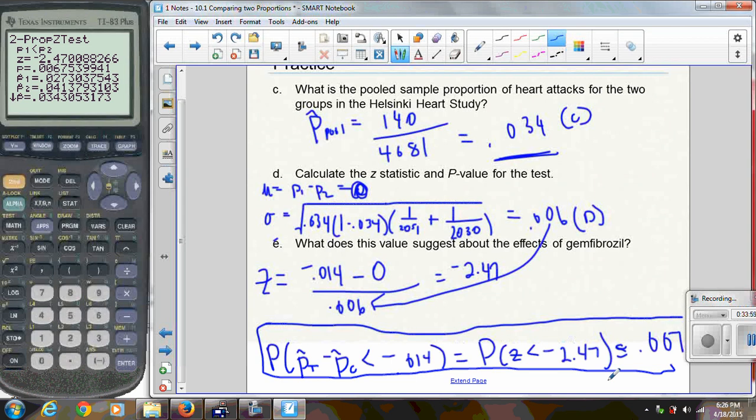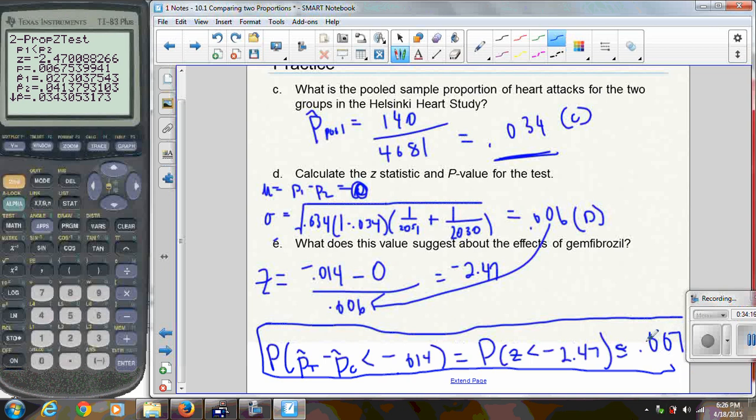Now, let's talk about the significance of this value. Obviously, this 0.007, not only is it significant at the 5% level, it's also significant at the 1% level. And one of the reasons for the significance is because both groups are so huge.